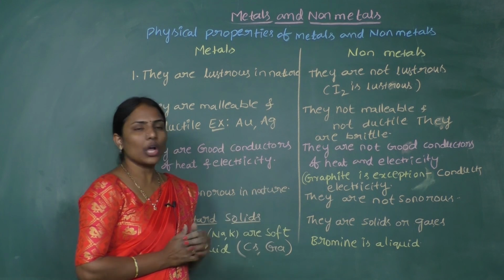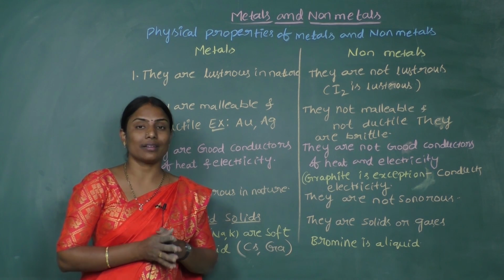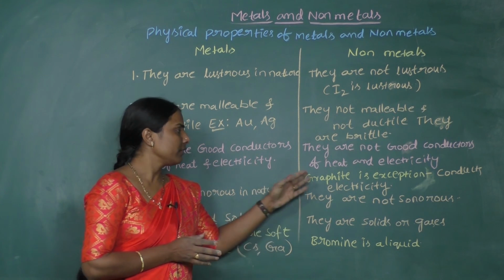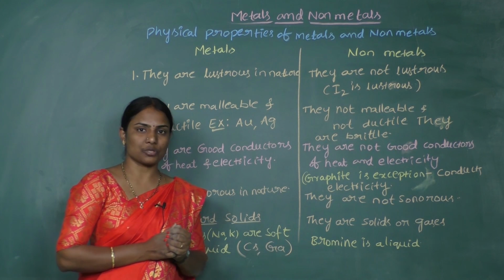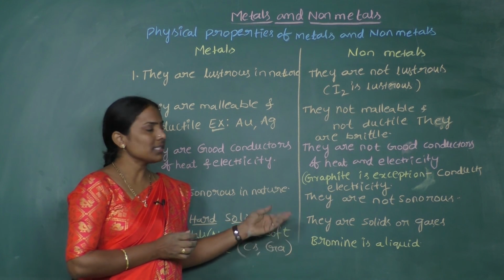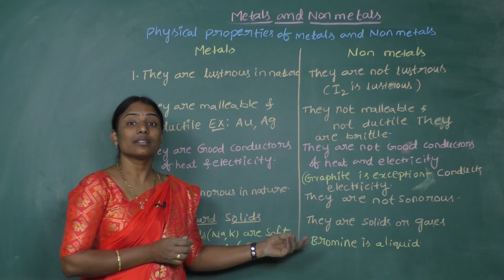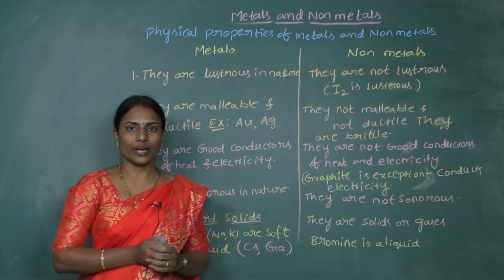And among the non-metals, generally they are characterized by not conducting heat or electricity. But we have one non-metal which can conduct electricity, that is graphite. Graphite is the exception, right? And all non-metals are either solids or gases. And bromine is the only non-metal liquid, right? Have a look.